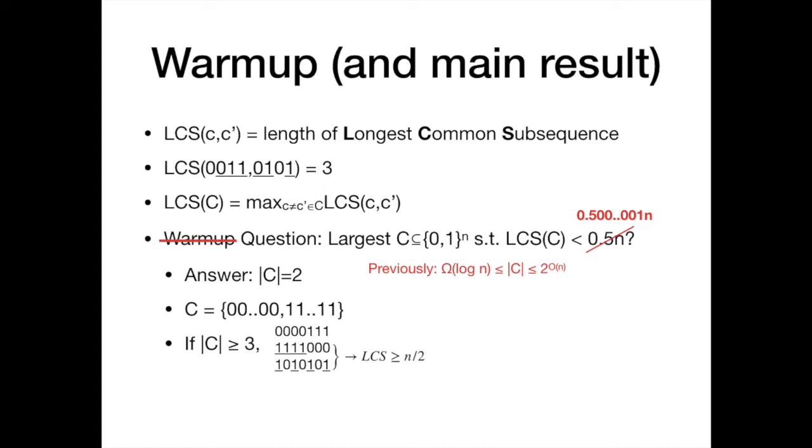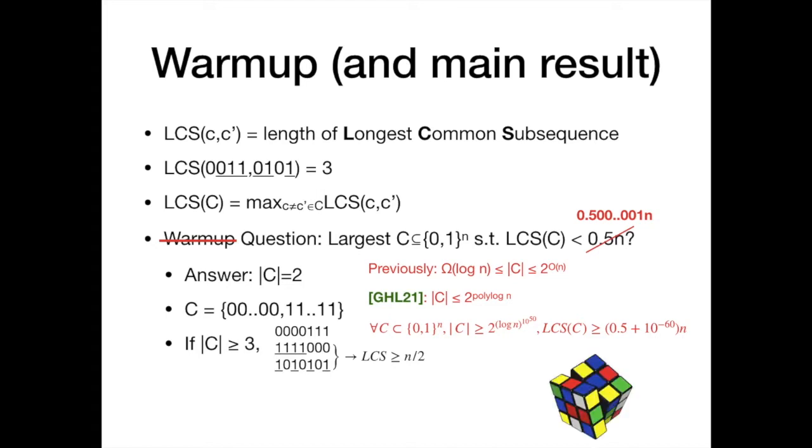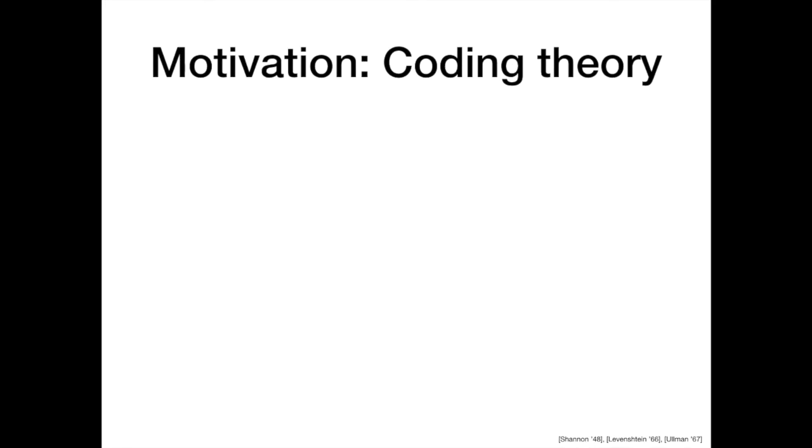So there's this double exponential gap, and what our result shows is that we improve the upper bound to quasi-polynomial in n. So it's an exponential type improvement. To be super precise about the quantifiers, we show that in every set of binary strings of a sufficiently large quasi-polynomial size, there exist two strings with LCS n over 2 plus delta n for some absolute delta. So that's our main result. It's a combinatorics result, which I indicate with a Rubik's Cube. So that was the combinatorics result.